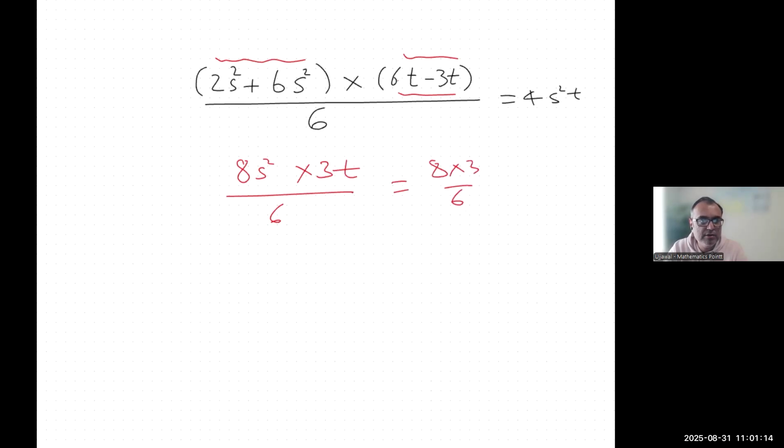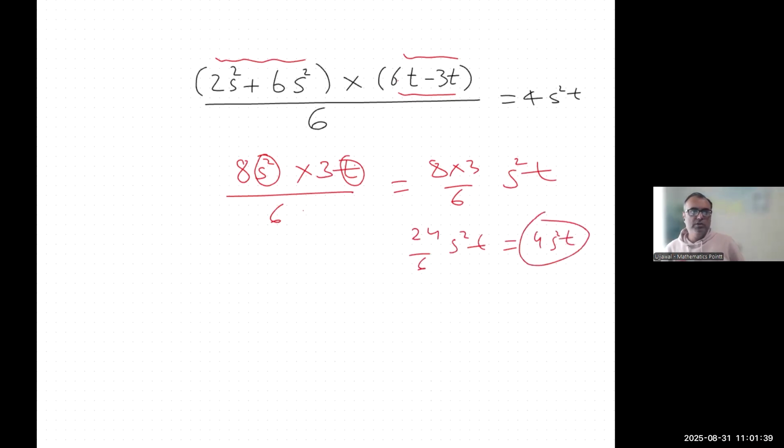And the powers are s squared and t. I don't see any s's around, so this will be s squared. And I don't see any t's around, so t. And solve this. What would this be? 24 over 6 s squared t, which is 4s squared t. All good.